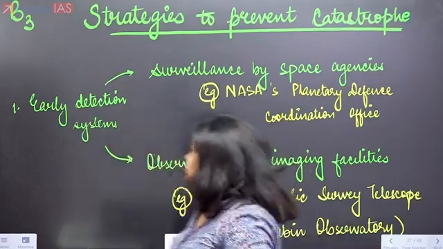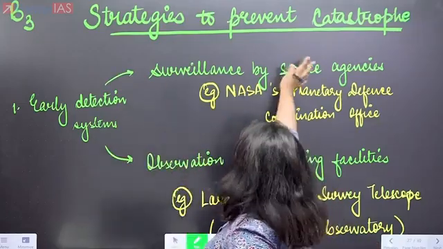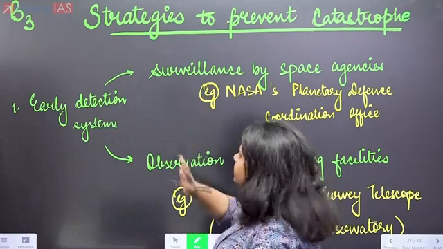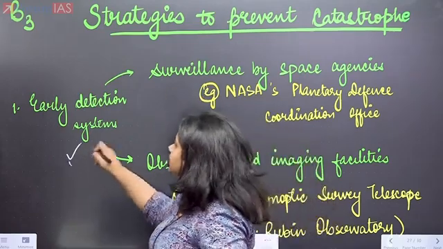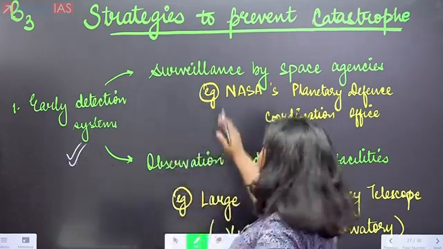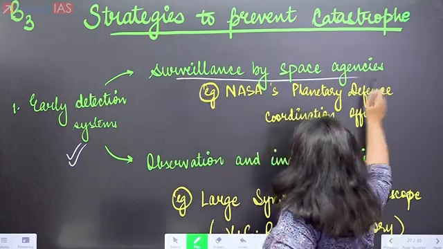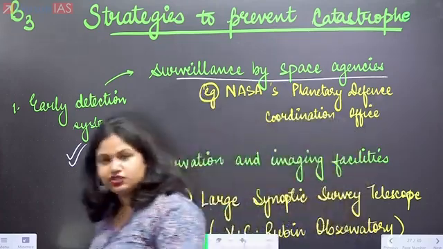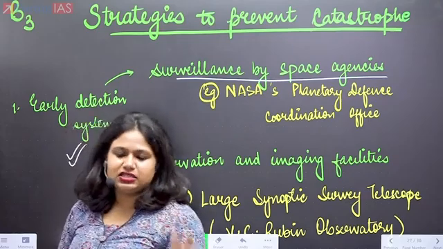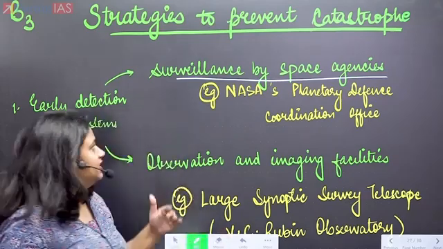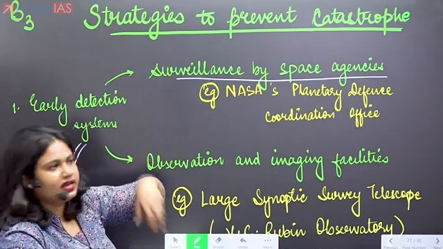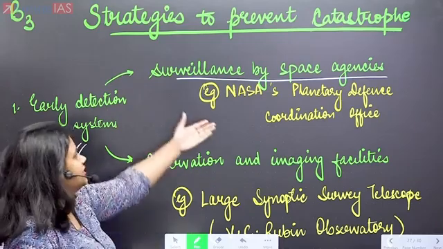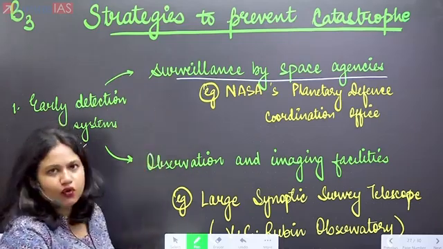Then the next part is strategies to prevent catastrophe, right? First thing is we have to have early detection systems. Early detection systems means we have to have surveillance by space agencies. Space agencies like NASA have surveillance systems. They are tracking what asteroid is going where. They are naming those asteroids. It's called the Planetary Defense Coordination Office.